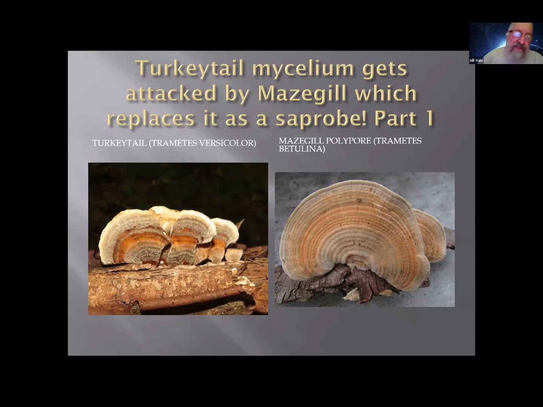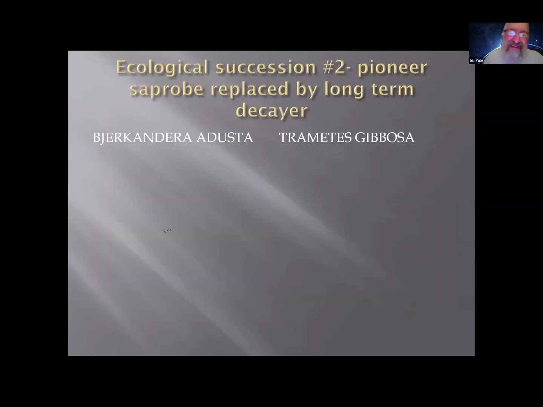And so the turkey tail is in the wood, it's decomposed in the wood, then the maize gill comes along, it attacks the mycelium of the turkey tail and it kills that mycelium and it takes over. So this is the secondary colonist, this is the pioneer colonist, and this happens throughout the forest with wood decay. Pioneer colonists get taken over and attacked by various secondary colonists.